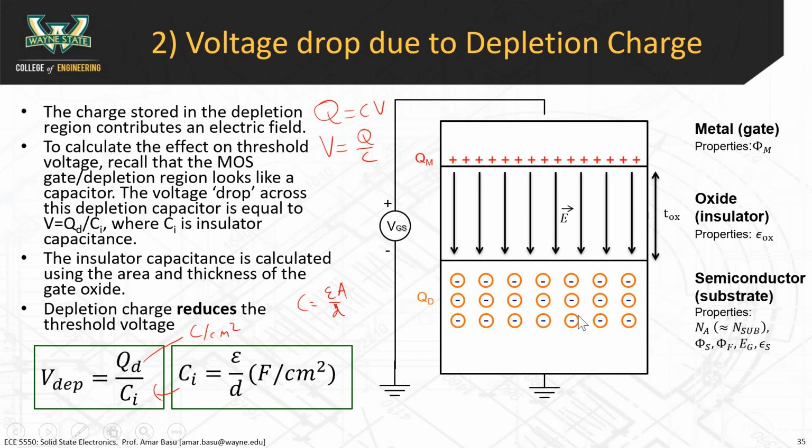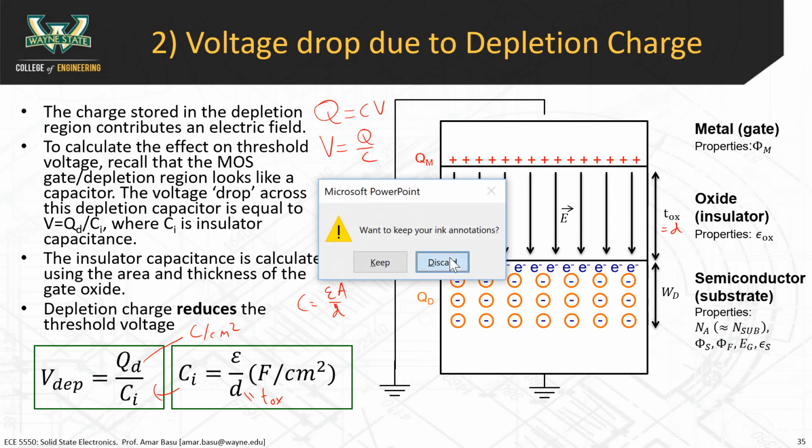All right. So two slides earlier, you had some formulas that allow you to calculate QD. You can calculate CI because this is equal to epsilon over D. And I'm sorry for this, the thickness of the oxide is equal to D. I just want to make sure you all understand this is the same thing as Tox, the thickness of the insulating layer. So that's how you calculate the voltage drop due to the depletion charge.